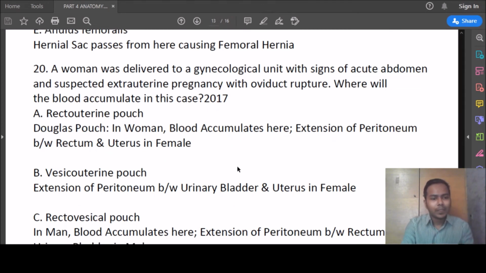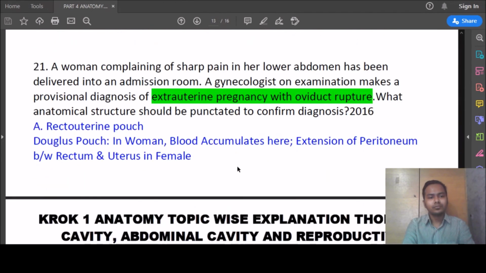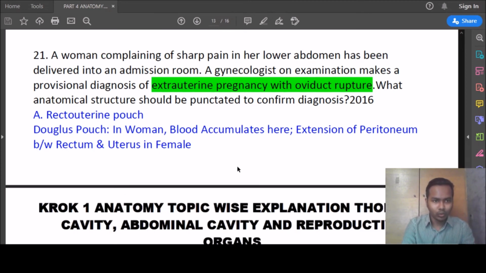Likewise, in a male you can see the rectovesical pouch. It is an extension of the peritoneum between the rectum and urinary bladder in males. In females, it is the extension of the peritoneum between the rectum and uterus, the Douglas pouch or rectouterine pouch. In a male, the rectovesical pouch. So same question: extrauterine pregnancy with oviduct rupture, the answer is the Douglas pouch.